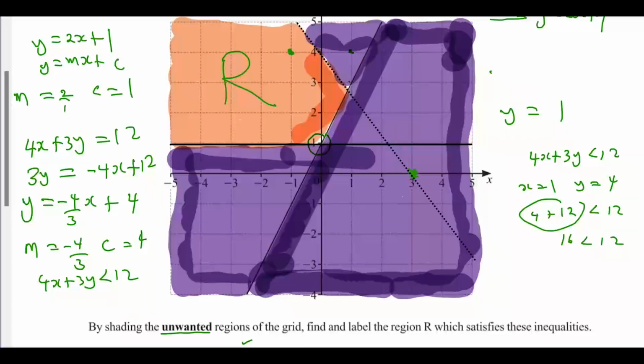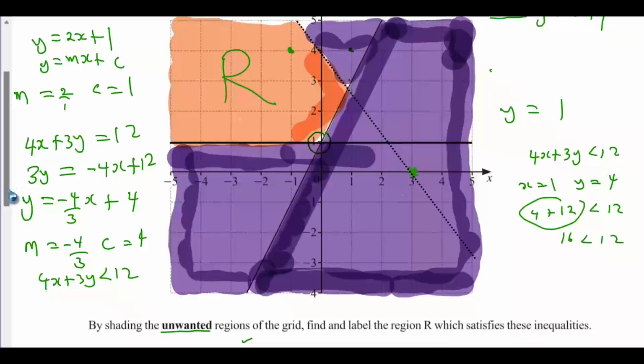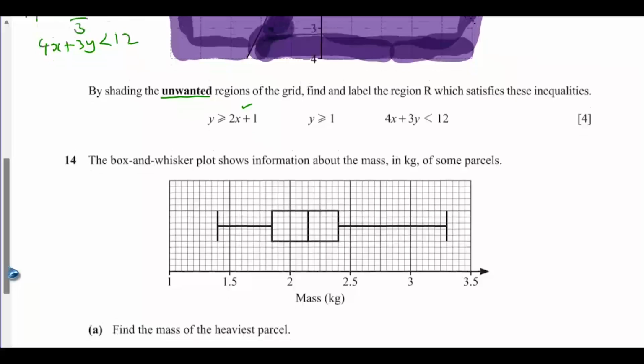So you have x equals minus 1, so that will be 4 times minus 1, that will be minus 4. Then y is equal to 4, 3 times 4, that will be 12. So minus 4 plus 12, that will be 8. So 8 is less than 12. So this is the required region. So let's go to the next question. So that will be question 14.